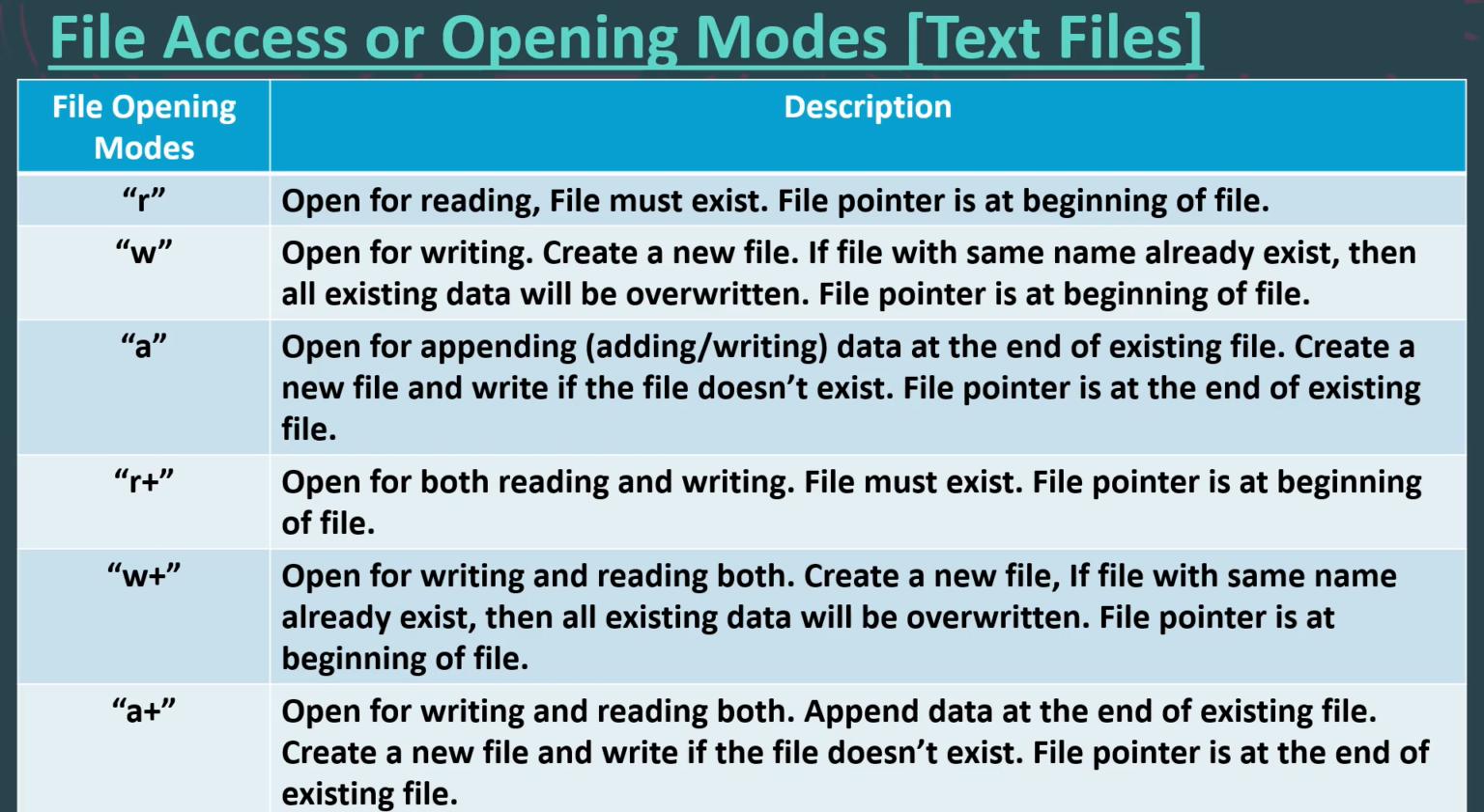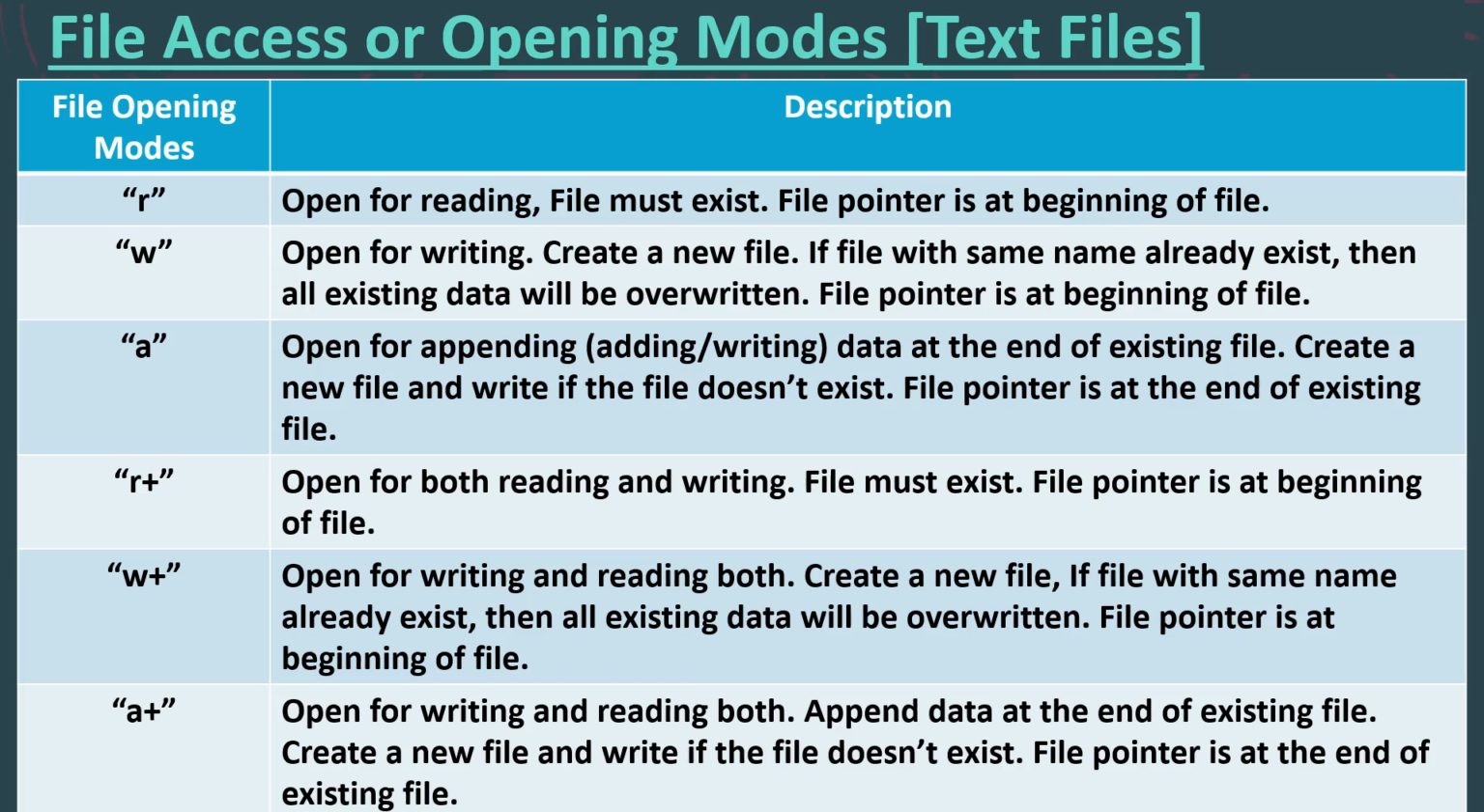And if a file with the same name already exists, then it will overwrite all the existing data which is present in that file. And the file pointer will be at the beginning of the file for writing. Now append mode is the mode in which your file will be opened for writing. That means the data will be added or written at the end of the existing file. The pointer will point to the end of the existing file, and if the file does not exist, then it will create a new file.